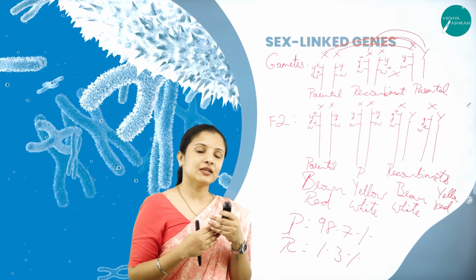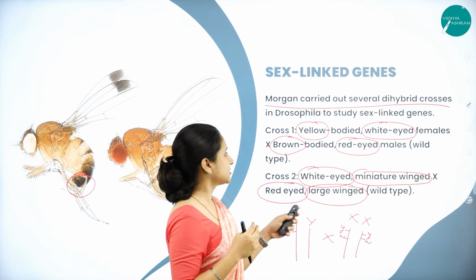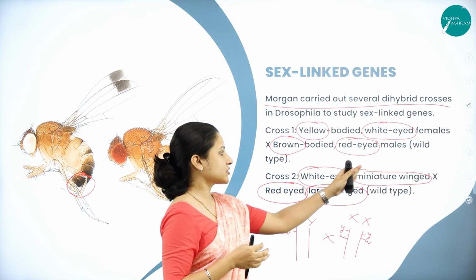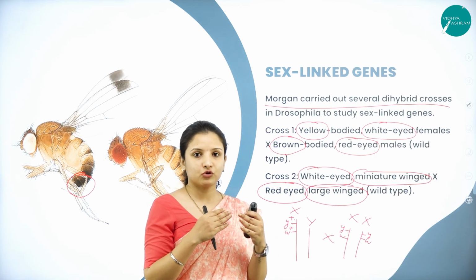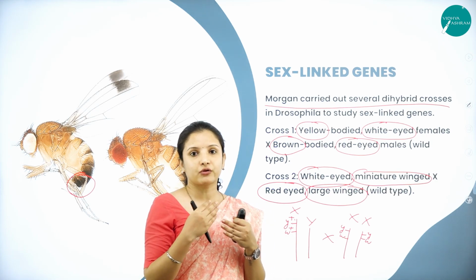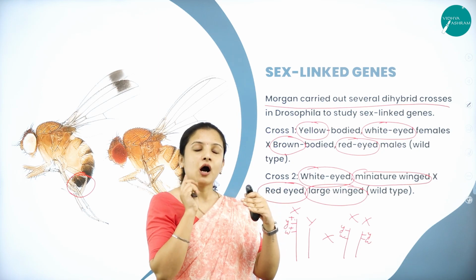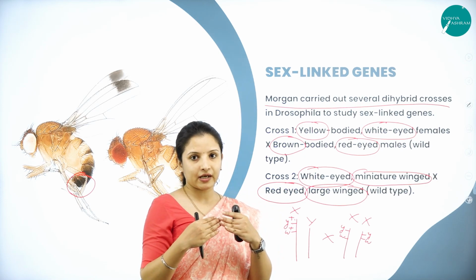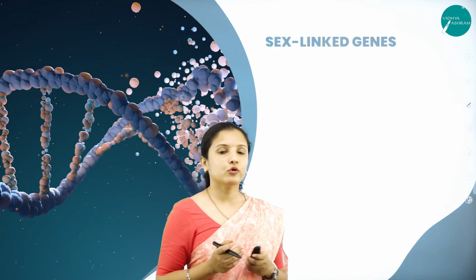So next he went in for another experiment wherein he crossed the white-eyed miniature winged female and the red-eyed large winged male. So here he chose the chromosomes wherein the genes are not located close to each other but far from each other on the chromosomal arm. So when the genes are located far from each other on the chromosomal arm, how many progenies will get exactly the same copy of genes from the parent, and how many progenies will have a recombination? We will just see.